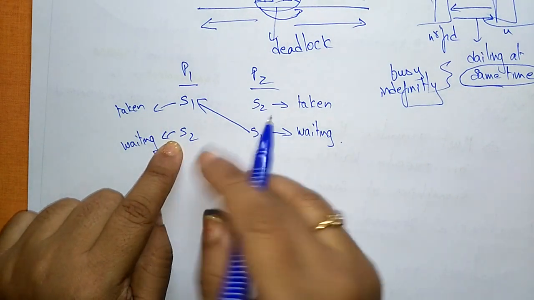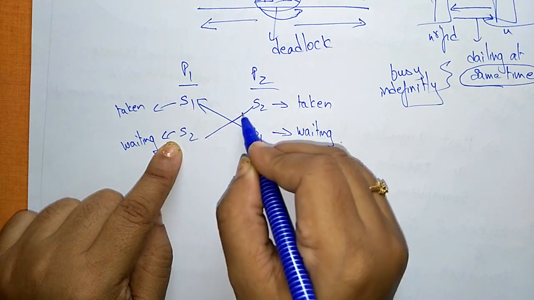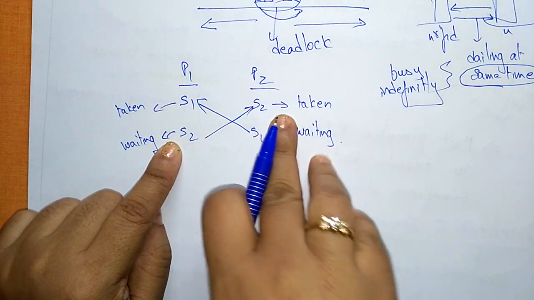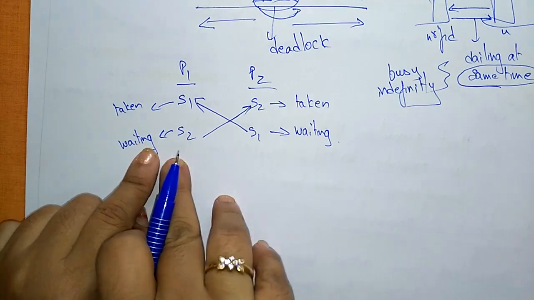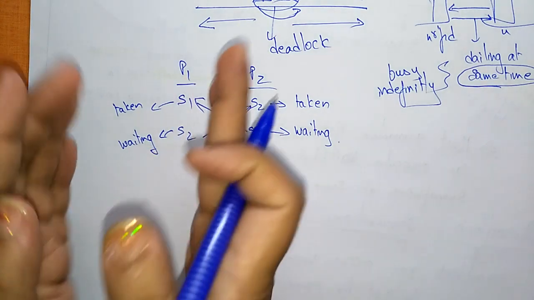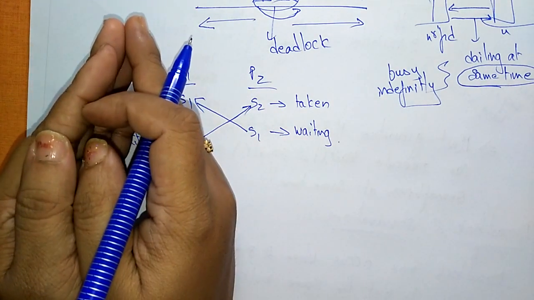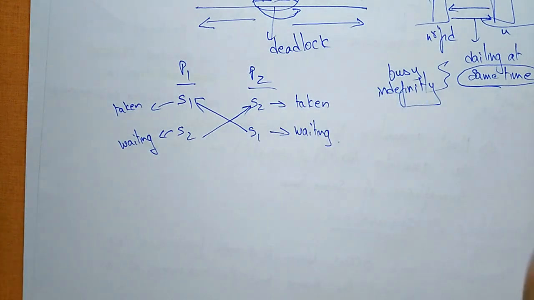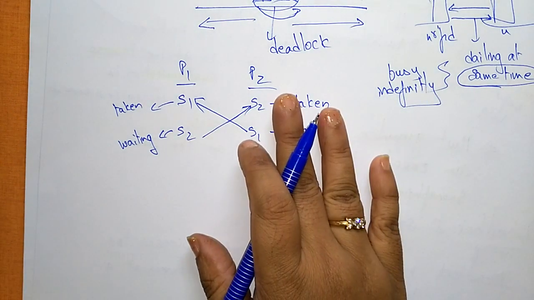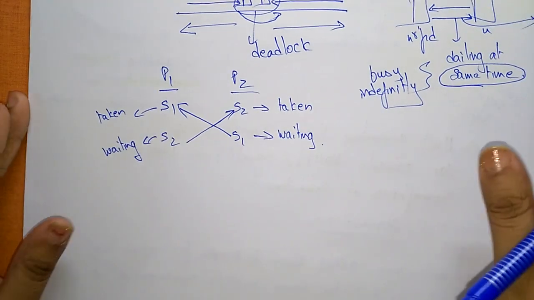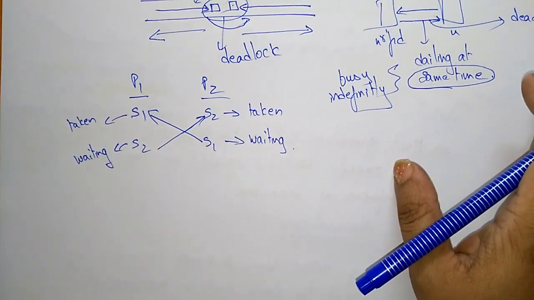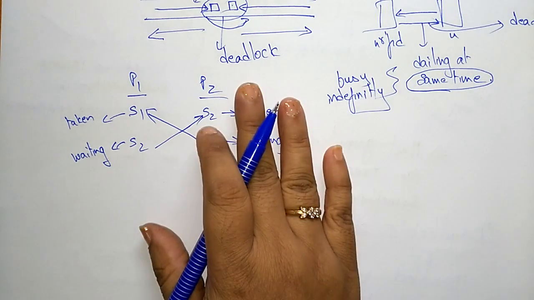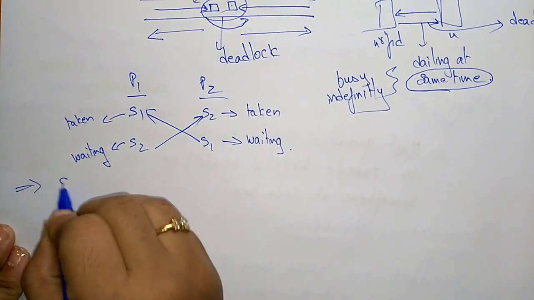And whenever P2 releases S2, then only P1 will take it. Meaning here these two semaphores will be blocked, and here this is also blocked. So this is what I am explaining about semaphores: a deadlock may occur if you don't use the semaphore values carefully. And next is starvation.